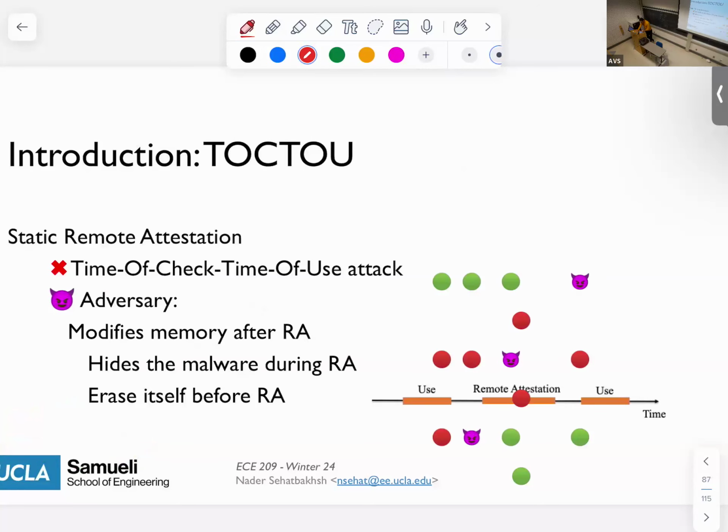To show you a graphic of how time of check, time of use attacks work: essentially, if the attacker does the attack before or after the remote attestation, then the remote attestation won't work, because we want to know that when we are doing the remote attestation, we can trust the device. The device should not be modified after my attestation. If it is, then the process of attestation no longer works. So either hiding before or during, or erasing before the attestation, these are all scenarios that we need to prevent in the system, okay?